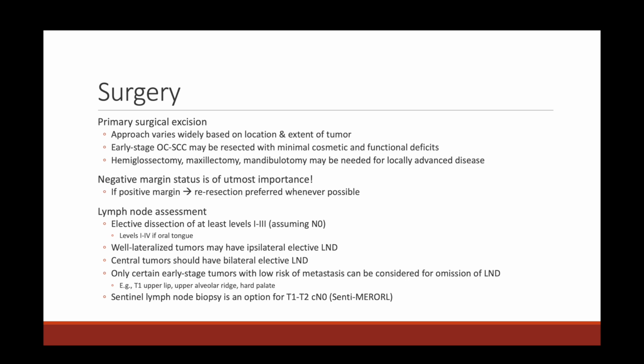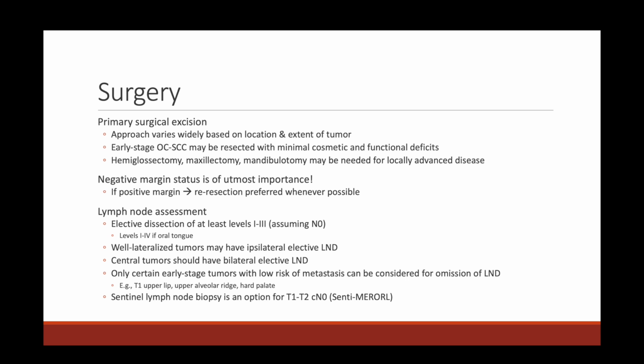The other point I'll make is about lymph node assessment. So assuming that the patient has N0 cancer, we need to have an elective dissection of at least levels 1 to 3. And if it's oral tongue, we ideally would want levels 1 through 4. If it is a well-lateralized tumor, we can consider ipsilateral elective lymph node dissection, but for more centrally located tumors that could drain bilaterally, they should ideally have a bilateral elective lymph node dissection.